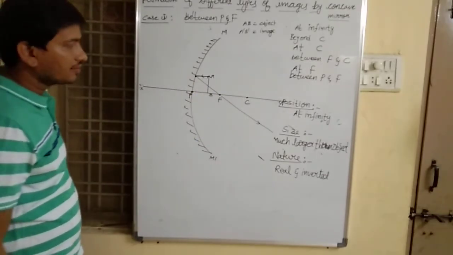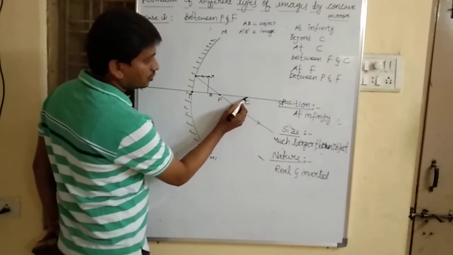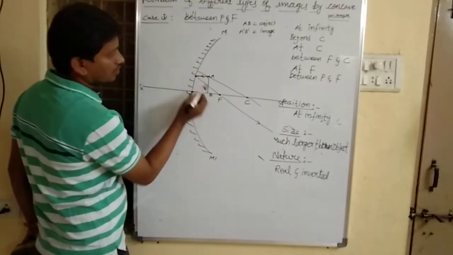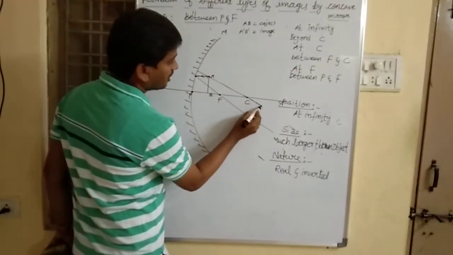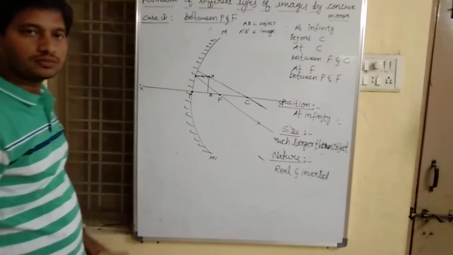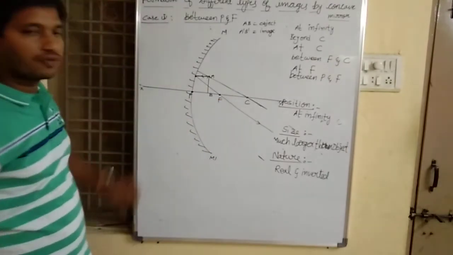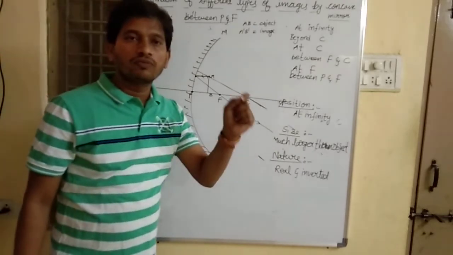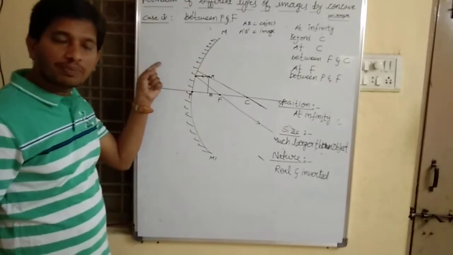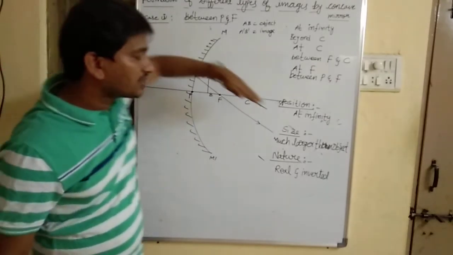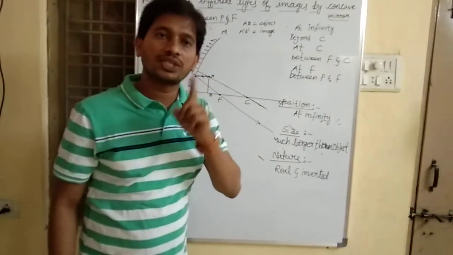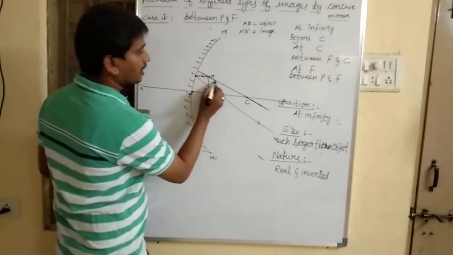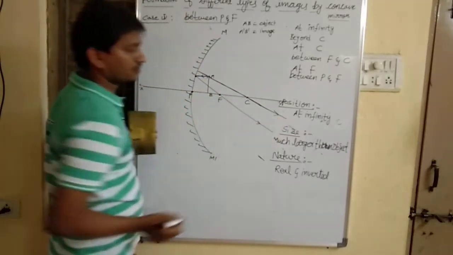Now coming to the second ray, which is coming through the center of curvature. If a ray of light comes through the center of curvature of a concave mirror, after reflection it comes along the same path but in the opposite direction. Okay, this is my second incident ray. After striking the mirror, it comes back along this path.